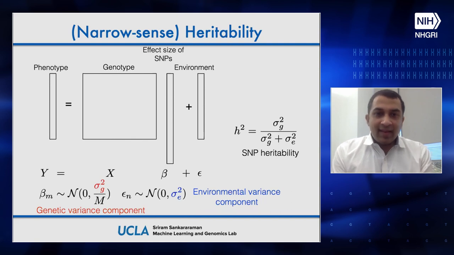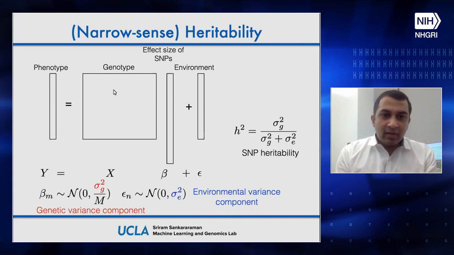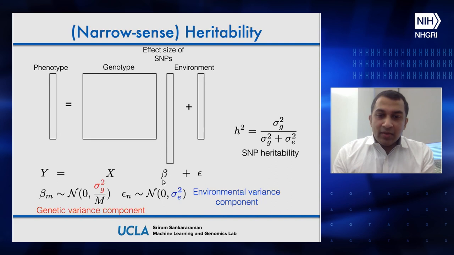Typically, this is referred to as narrow sense heritability. A powerful way of estimating heritability uses a class of statistical models called variance components models. These models model the phenotype as a linear function of the genotype plus some environmental noise. Because of the high dimensionality of the genotype data, typically we have millions of SNPs measured, we need to put some assumptions on the effect sizes of these SNPs. The assumption is that the effect size of each SNP comes from a distribution whose variance parameter is related to something called the genetic variance component. The environment is also assumed to come from an underlying distribution whose variance parameter is termed the environmental variance component. Given the genetic and the environmental variance components, we can compute the SNP heritability.